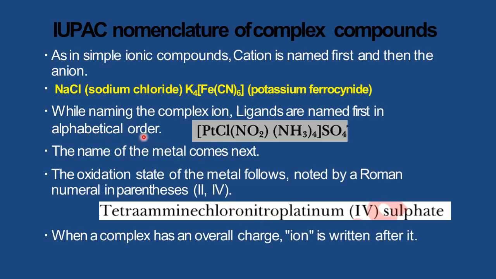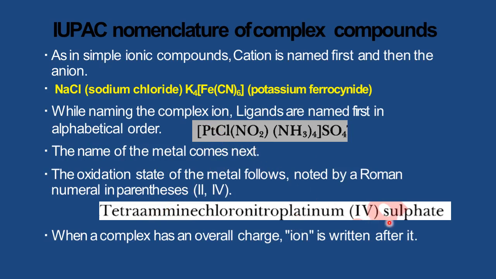After naming the ligands in the coordination sphere, we name the metal atom. So we have written platinum here. The oxidation state of this metal atom is mentioned in parentheses, written in Roman numerals. After we have completed naming the cationic part, we name the anion, which is a simple ion called sulfate. So students, the name of this coordination complex is tetraamine chloronitro platinum(IV) sulfate.